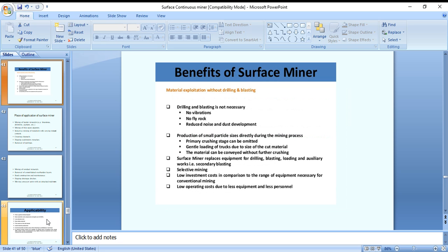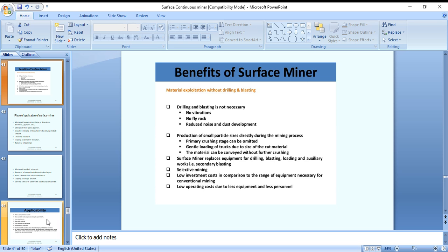Benefits of surface miner. Drilling and blasting is not necessary. No vibrations, no fly rock, reducing noise and dust development. So these are the very advantages, the benefits of the surface miner.